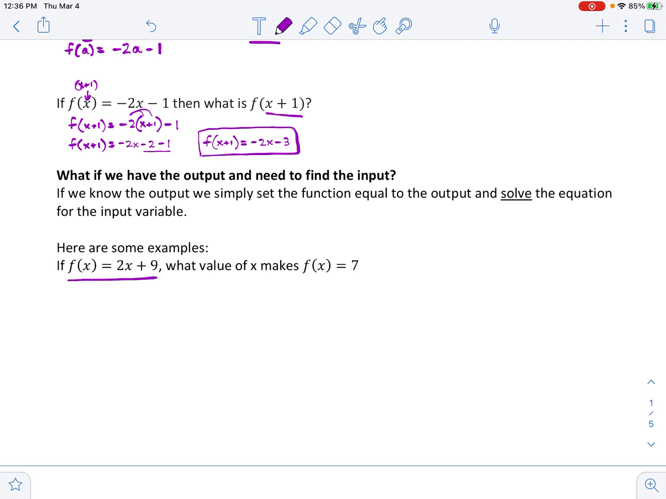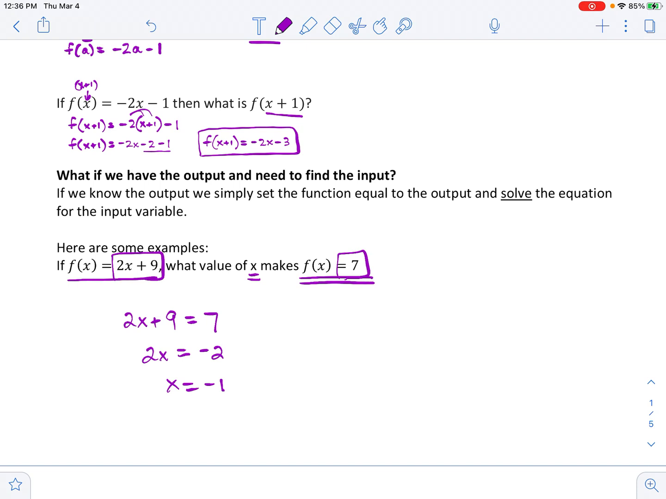For example, if f of x is equal to 2x plus 9, what value of x makes f of x equal to 7? So if f of x is both 2x plus 9 and f of x is equal to 7, that means that 2x plus 9 is also equal to 7, right? So we take our function and we set it equal to 7. And from here we can actually solve. So 2x is equal to negative 2, and that means x is equal to negative 1.